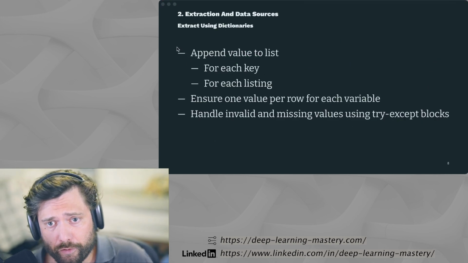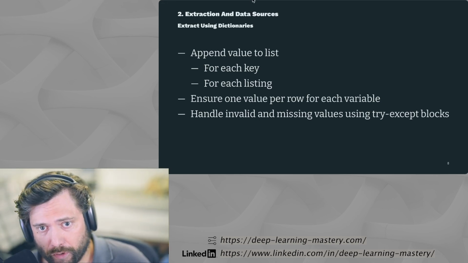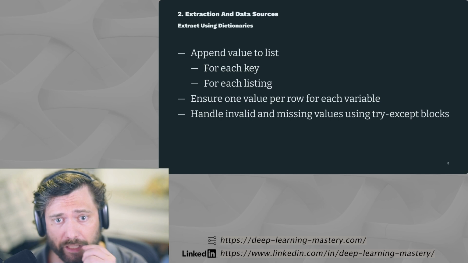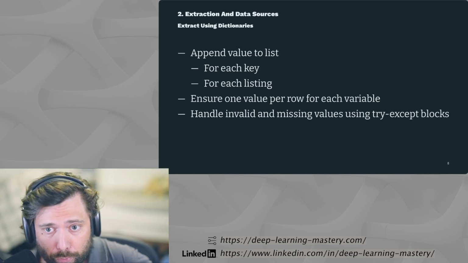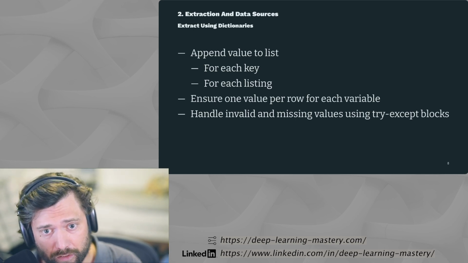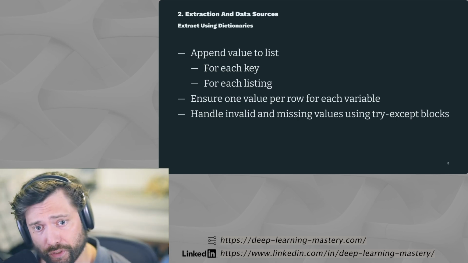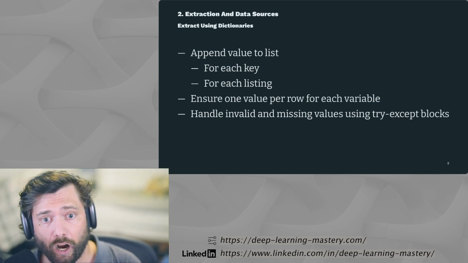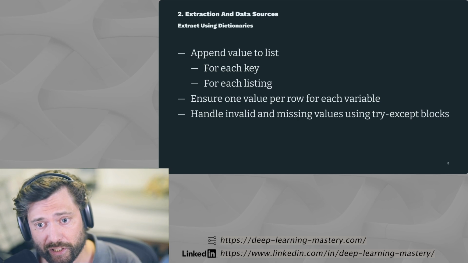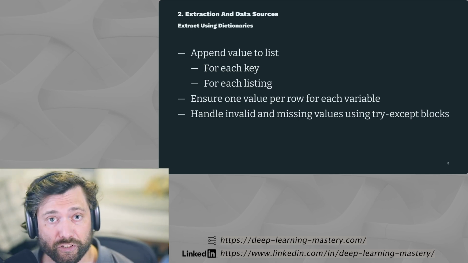In our extraction process, we use dictionaries to store and organize the extracted data. We made sure that each variable had one value per row, and we handled invalid values using try except blocks. Missing values for optional features, such as whether the listing offers some sort of car parking, are not invalid and were translated to none. For many others, a pandas compatible string NaN was inserted.